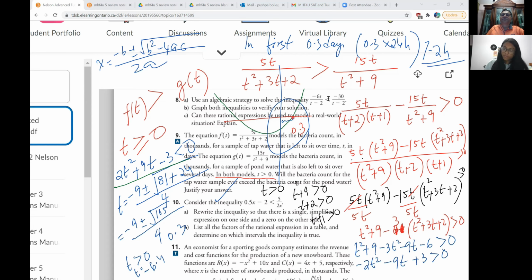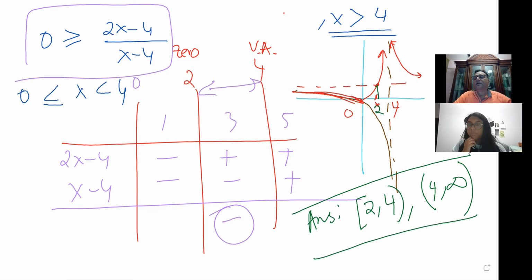Did you understand this? Yes. Good. Thank you. That is how we are going to solve this particular inequality. Is this clear to you? Yes. Any other questions? No. Perfect. So we'll end the class here. Can you please summarize your learnings?